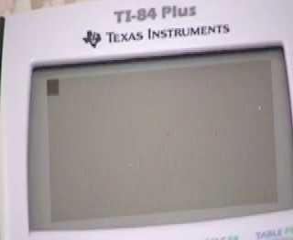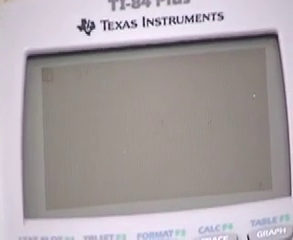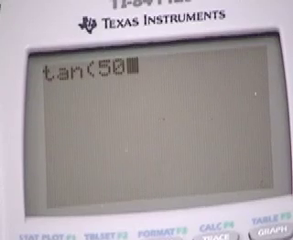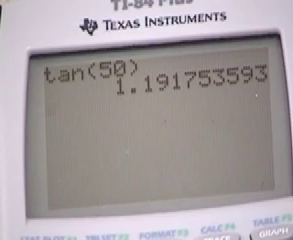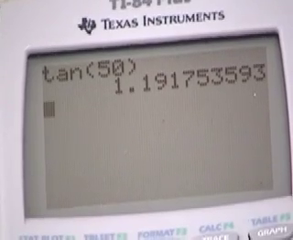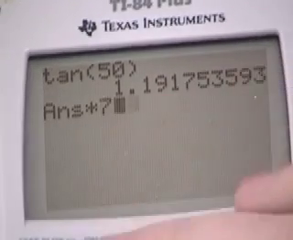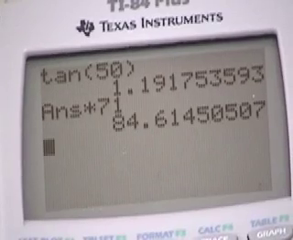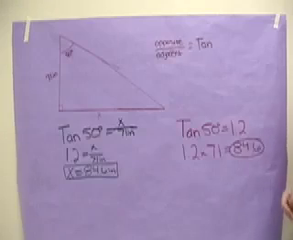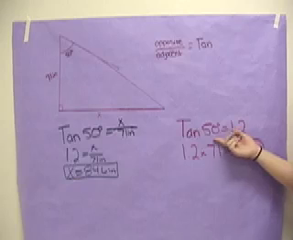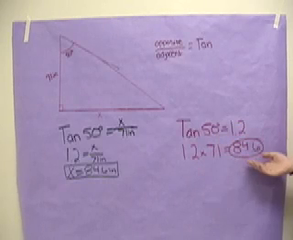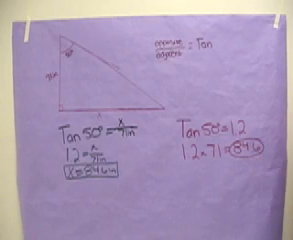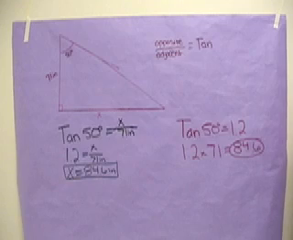So to figure this out on a calculator, you would press tan of 50, the angle, and that equals 1.19. You round that up to 1.2. So then you times that by 71, and you get 84. And again, tangent of 50 degrees equals 1.2. 1.2 times 71 is 84.6. That means the opposite, x, my shadow, is 84.6.